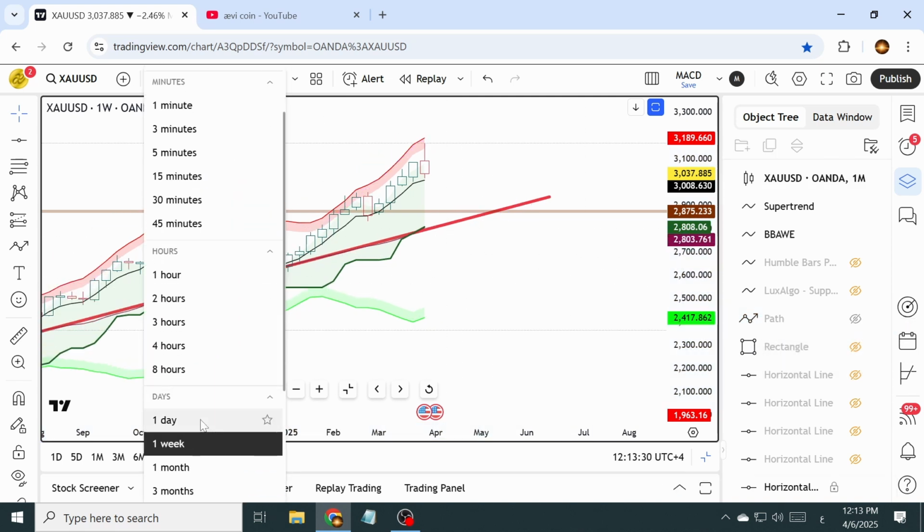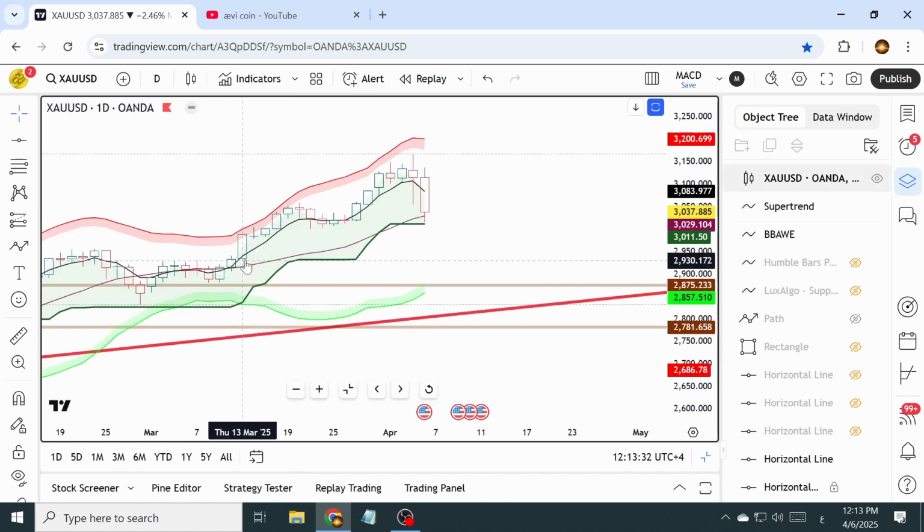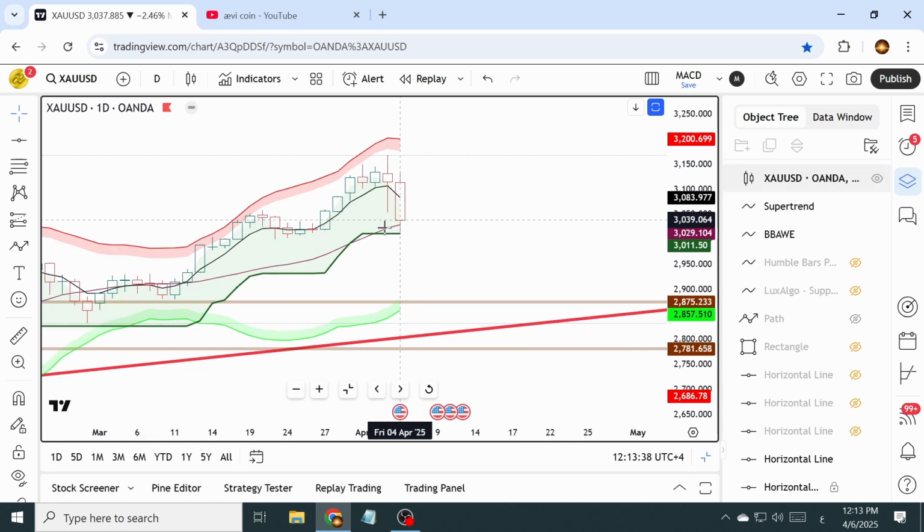In the daily time frame, as you see, the price got supported by the 20 EMA, and we could see a second candle up to the middle of this candle, and then an attempt to break this super trend, which is at the daily time frame.